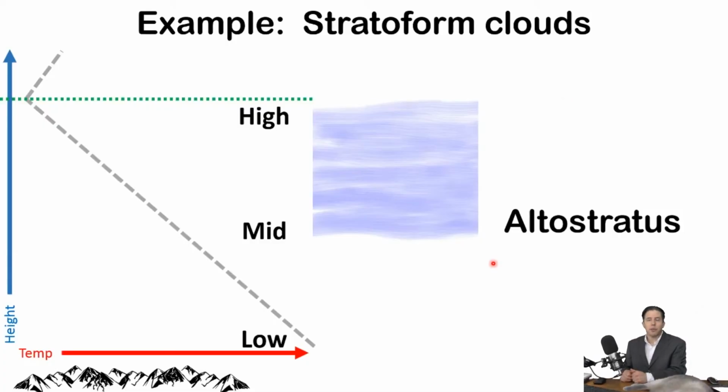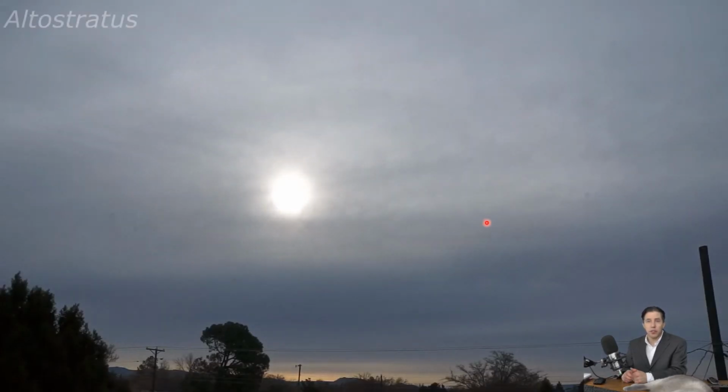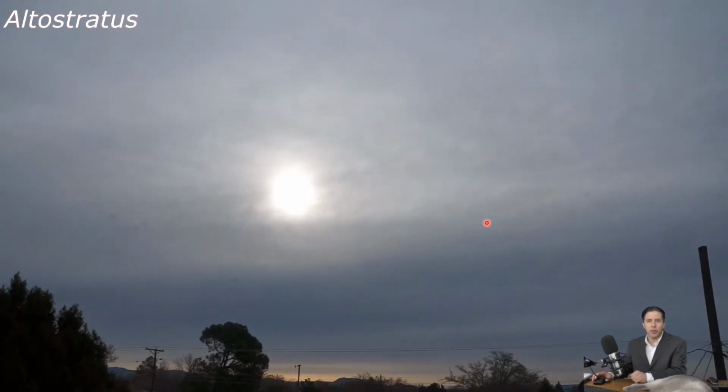So now we're going to move up to the middle of the atmosphere with our stratiform cloud, altostratus. This cloud is about maybe half as thick as the stratus cloud. And because of that, the sun actually peeks through and it looks like a fuzzy ball.